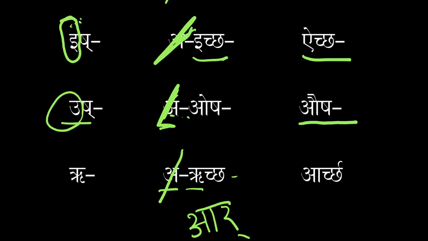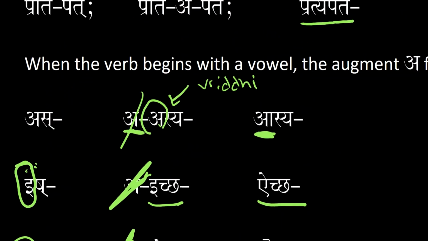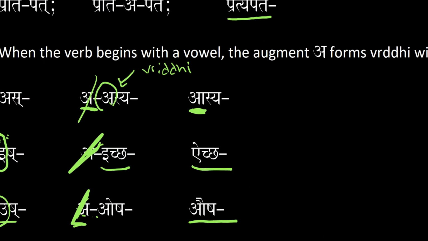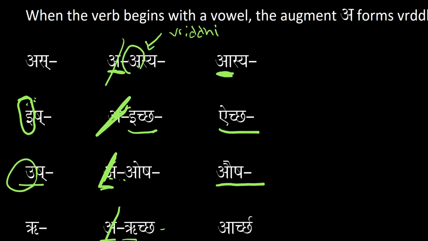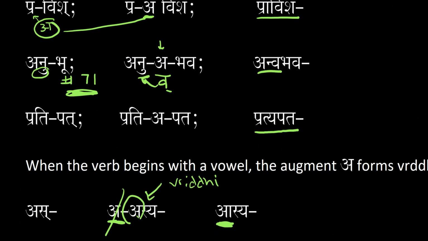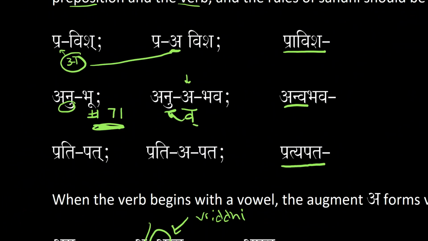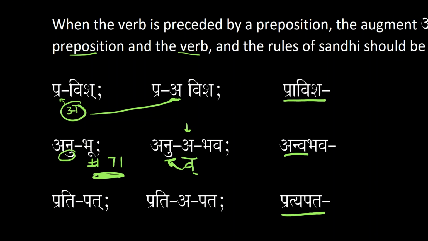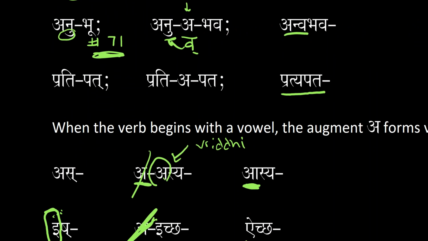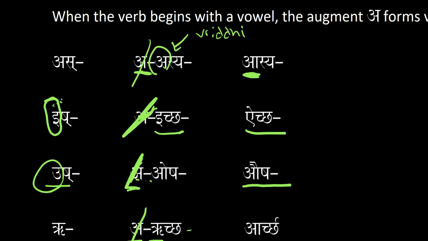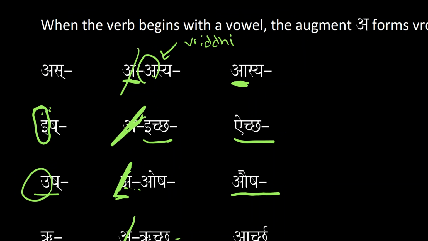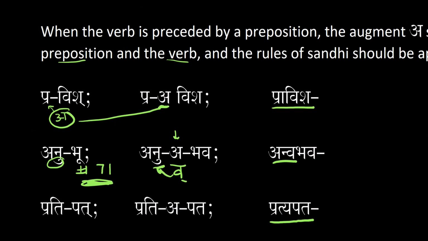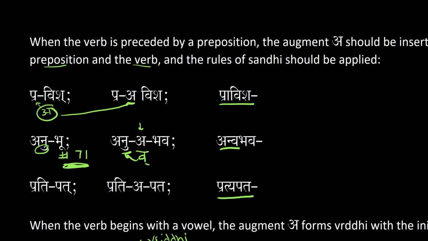So it's just something to be mindful about when a verb is preceded by a preposition: you have to be mindful of your vowel sandhis. If your verbal base doesn't start with a vowel, you apply sandhi, and you have to consider your vridhi table if your verbal base starts with a vowel. And then you add your termination endings.